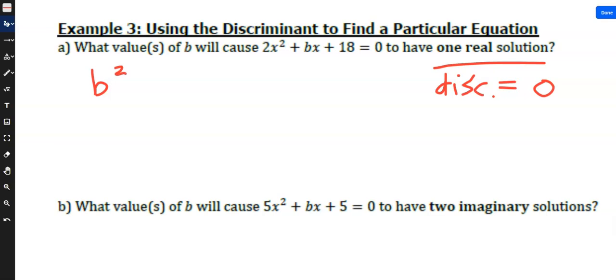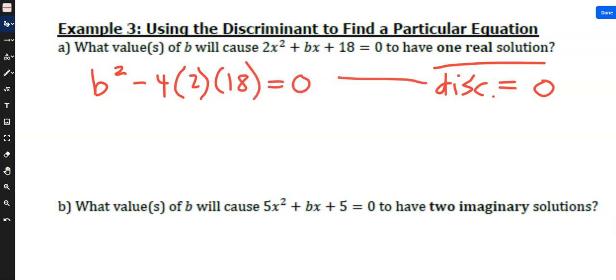We don't know what B is. B squared minus 4 times the a value times the c value. But we do know what we want it to equal. We want that to be 0. So I need to literally go through and solve this. Not going to be that difficult, right?